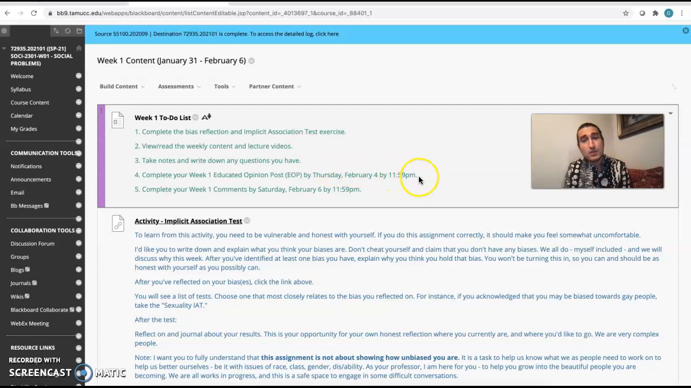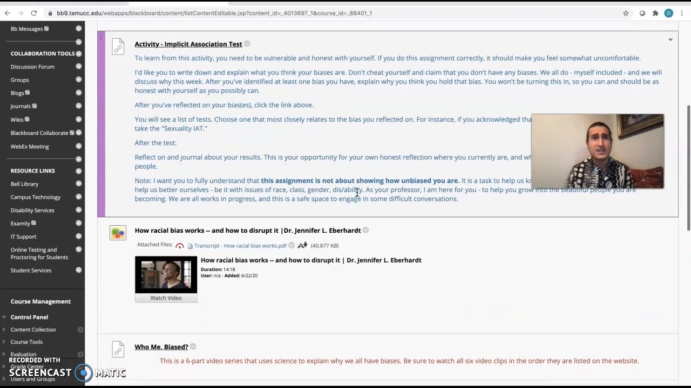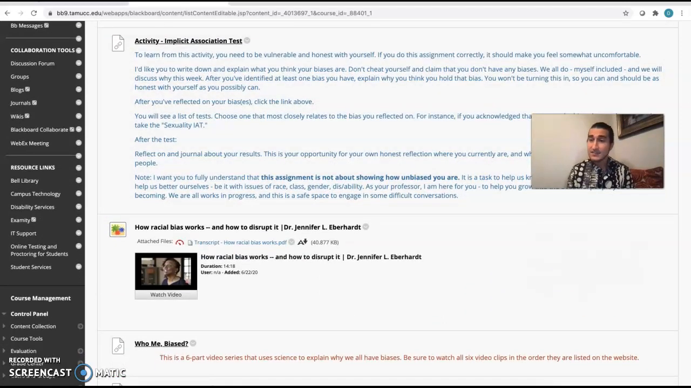And then the last 2 bullet points on here are your assignments for the week, which are related to your weekly discussion posts. The first portion of that is writing your educated opinion post by Thursday, February 4th at 11:59 p.m. And the second part of that is writing your weekly discussion comments, and those are due Saturday, February 6th by 11:59 p.m.